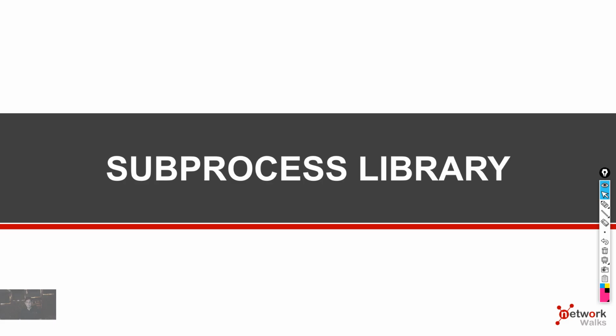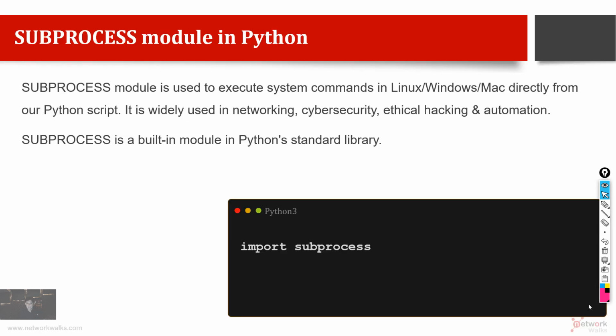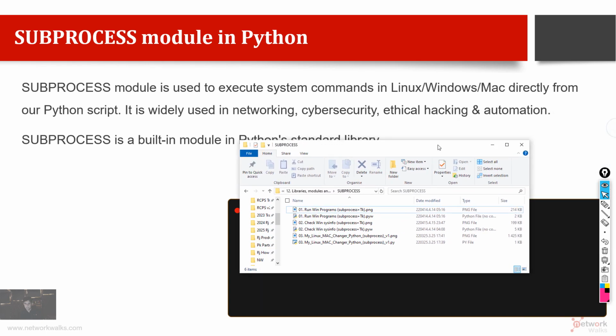Subprocess library in Python is a very useful library and it is used to run system commands either on Windows, Linux or other operating systems. Let me explain this with the help of some examples.